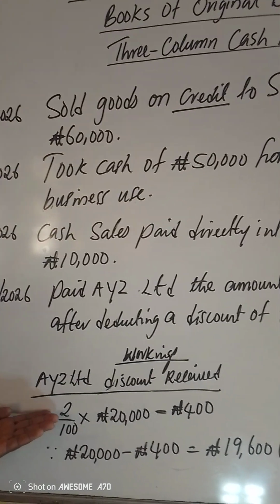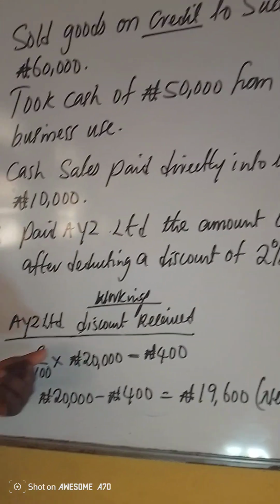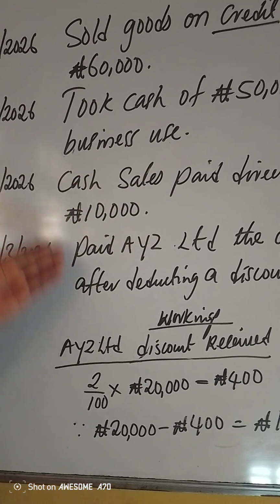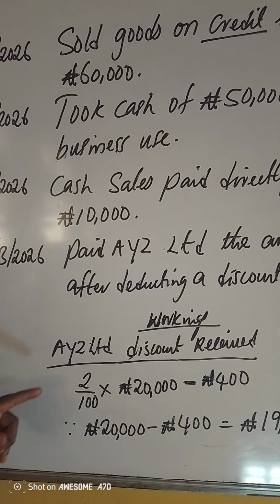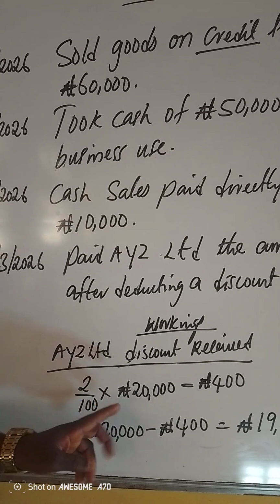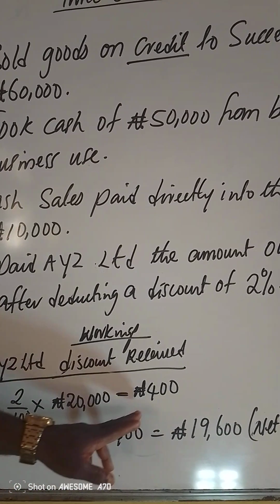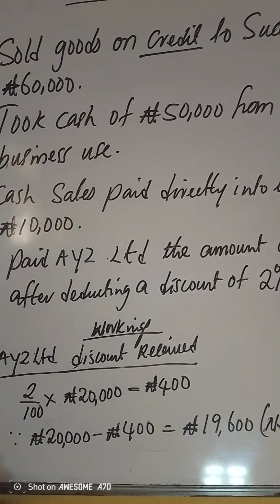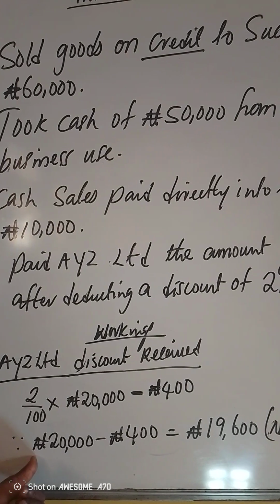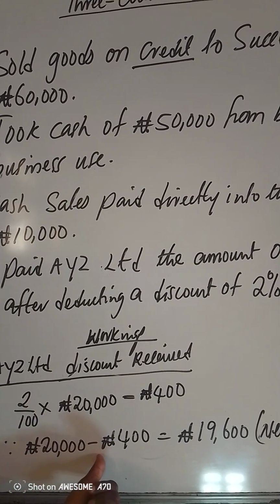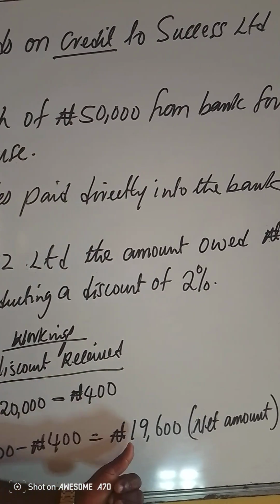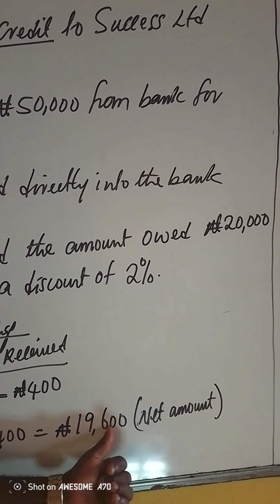Then come here and show your working. Now the AYZ discount received, that is the discount that was received from AYZ. Working out 2% means 2 over 100 times the amount owed to AYZ by the business. If you do this, you get 400. Then come and deduct. The actual amount owed to AYZ was 20,000 minus the discount of 400. Then the amount that is remaining is 19,600.